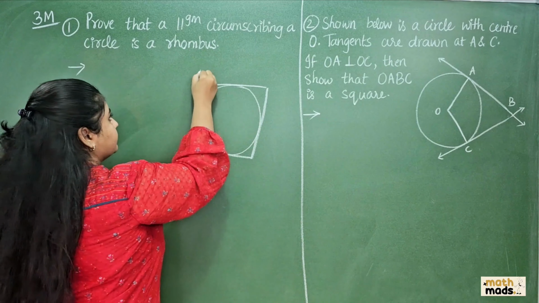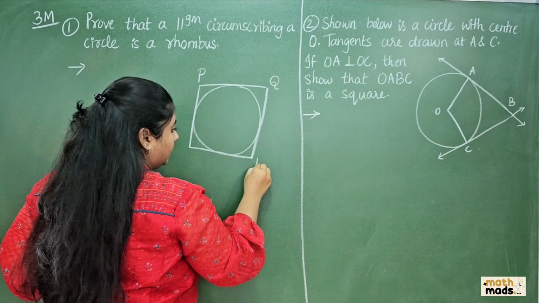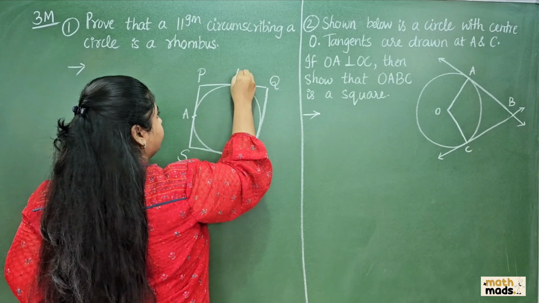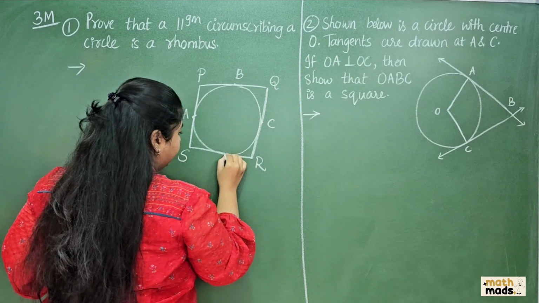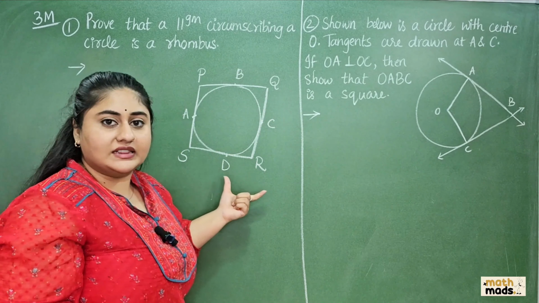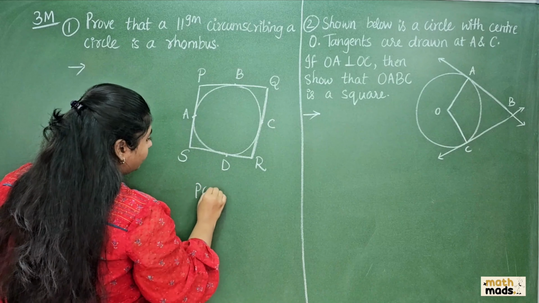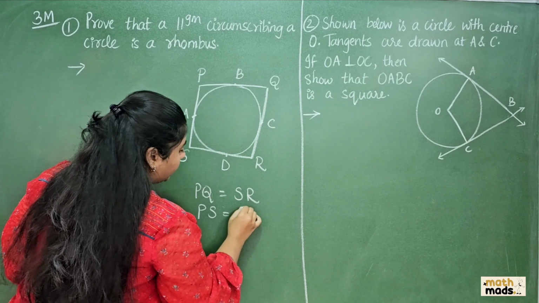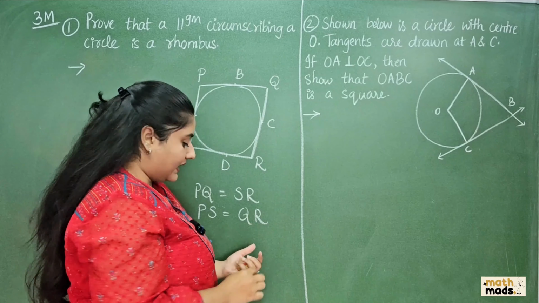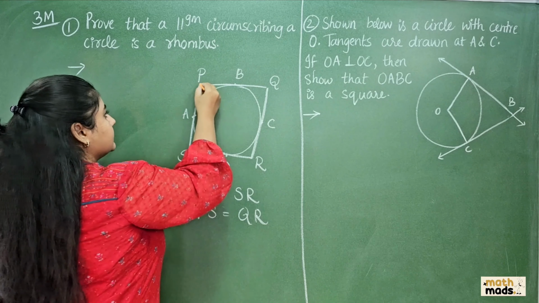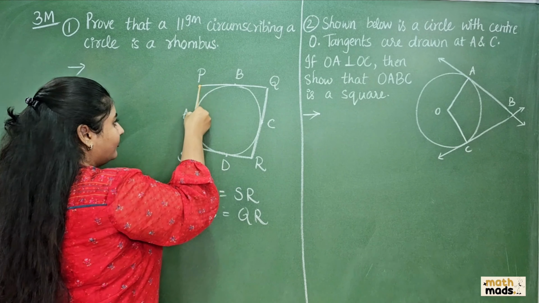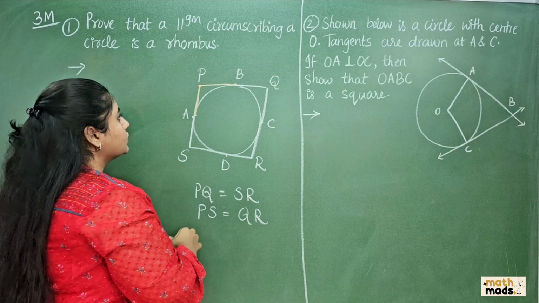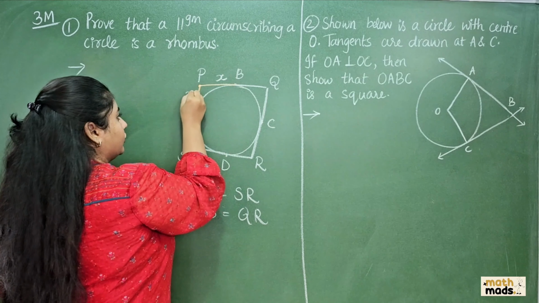So let me first name this parallelogram PQRS, and the points where it is meeting as A, B, C and D. Okay, I know only one thing about this, that PQ is equal to SR and PS is equal to QR because opposite sides are equal in a parallelogram. Suppose I take P as the external point, I have two tangents from here, PA and PB, and both will be equal in length. So let me consider that as X for now.